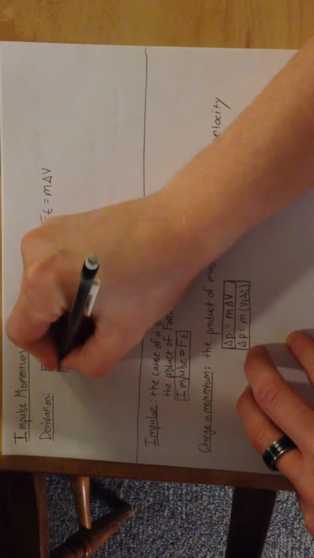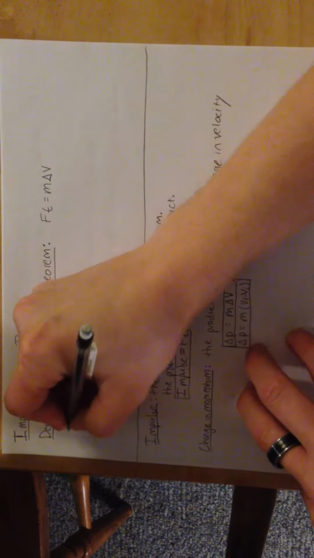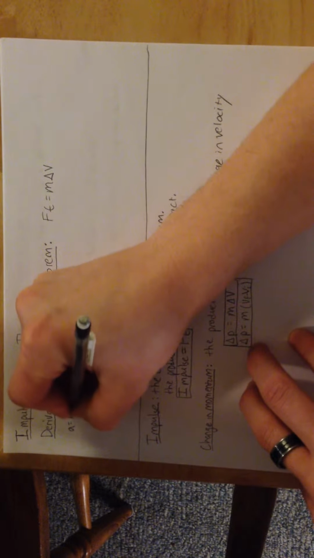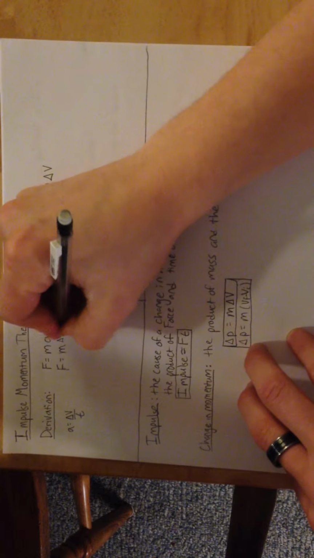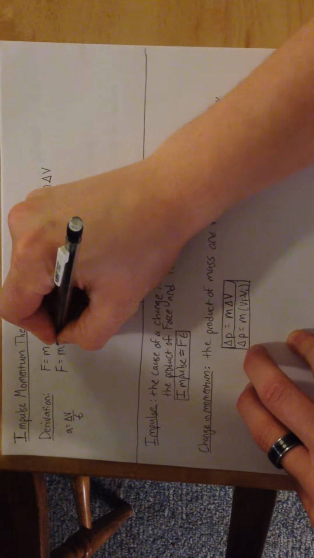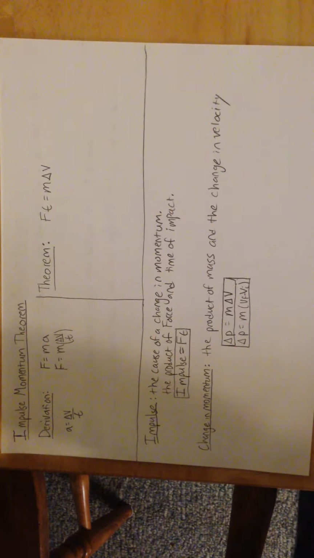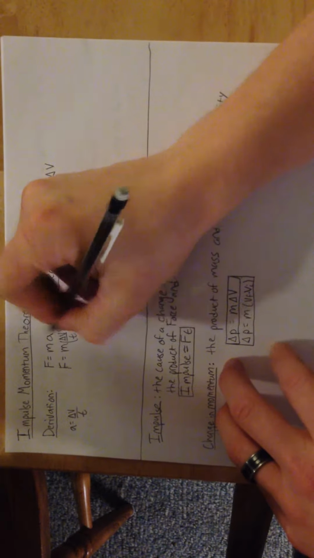And it starts with a substitution. Instead of a, which is acceleration, acceleration is a change in velocity over a period of time. So we're just going to substitute change in velocity, delta v, over time, in for a. Alright, and then we have a little bit of a different looking equation, F equals m delta v over t.